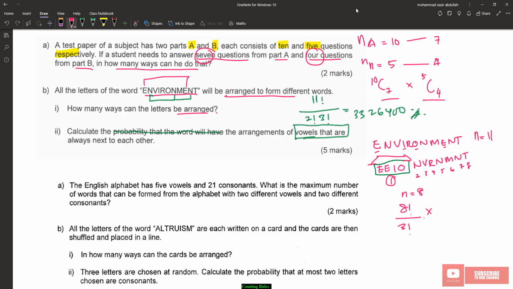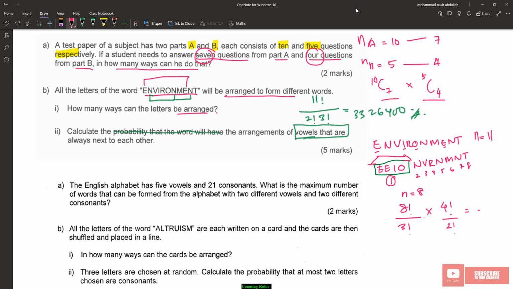And then we need to multiply the ones in the house. The letters in this house, the vowel letters E, E, I, O, means 4 factorial divided by 2 factorial. Right? So you will get the answer. Okay? Can? Can.